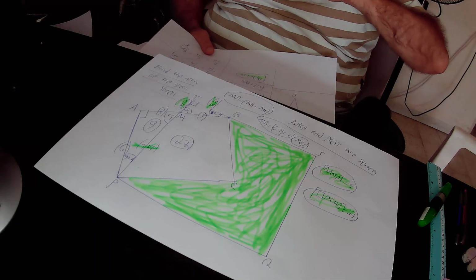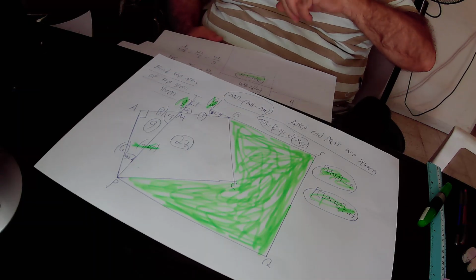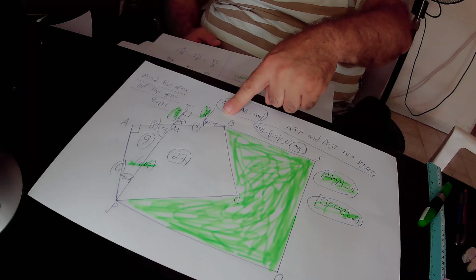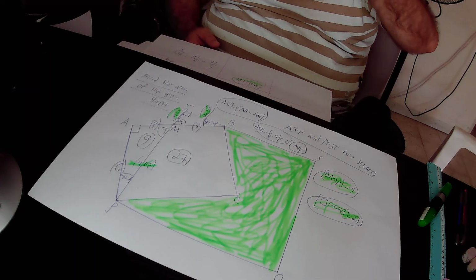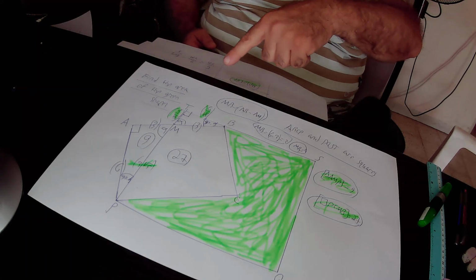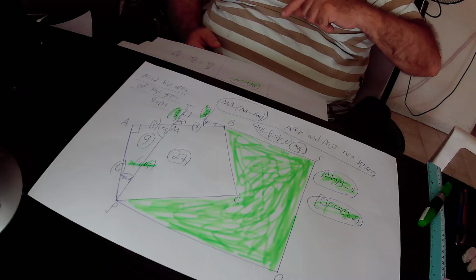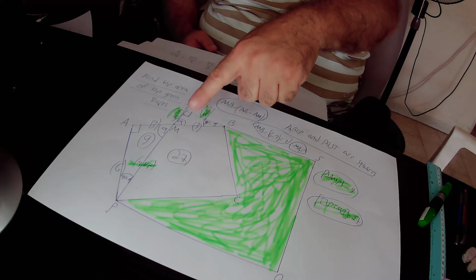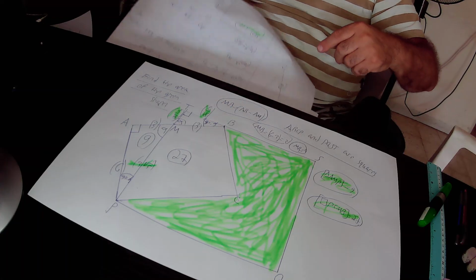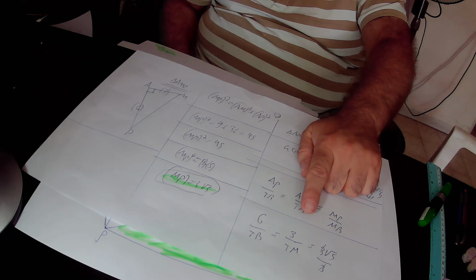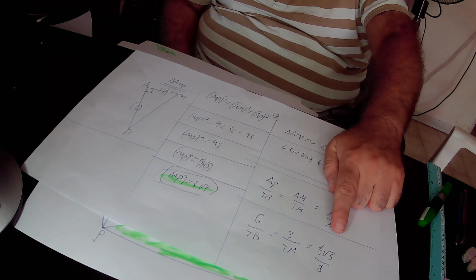AP is 6 over TB. TB is the missing side, and it is equal to AM. AM is 3 over TM. TM is the missing side, and it is equal to MP. MP is 3 times square root of 5 over MB. MB is 3. So in total, we found out that 6 over TB equals 3 over TM equals 3 times square root of 5 over 3.